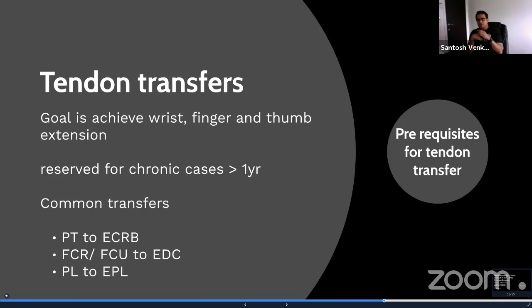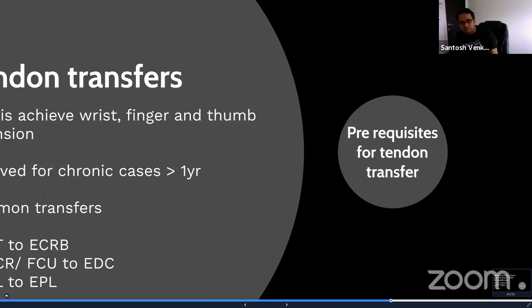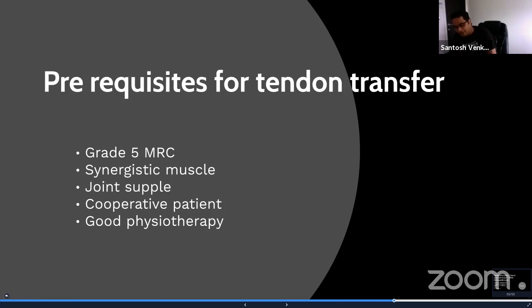So things we use are pronator teres to the extensor carpi radialis brevis for wrist extension. You could use the flexor carpi radialis or flexor carpi ulnaris to extensor digitorum communis for extension at the metacarpophalangeal joint. Then the palmaris longus to EPL to restore thumb extension. And the results are reasonable, so it's not a hugely debilitating condition, so it can be salvaged with tendon transfers in the worst case scenario.